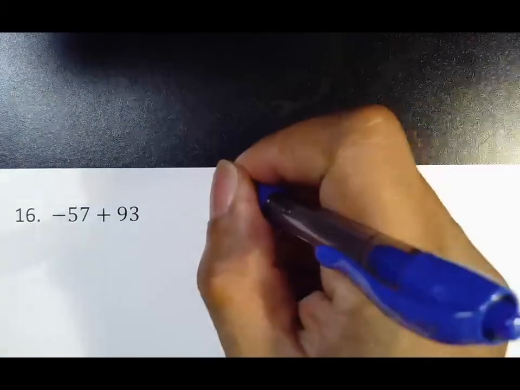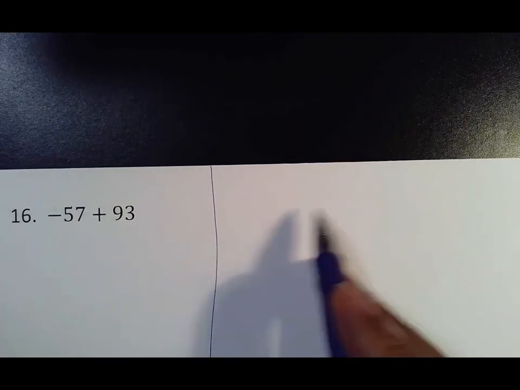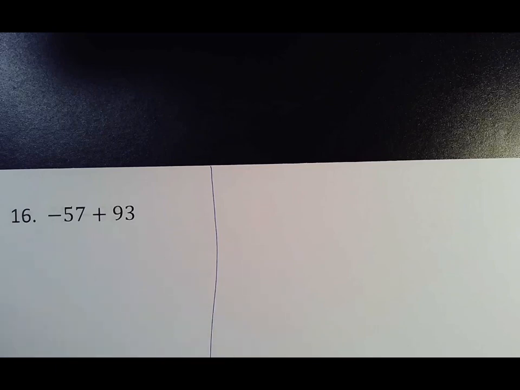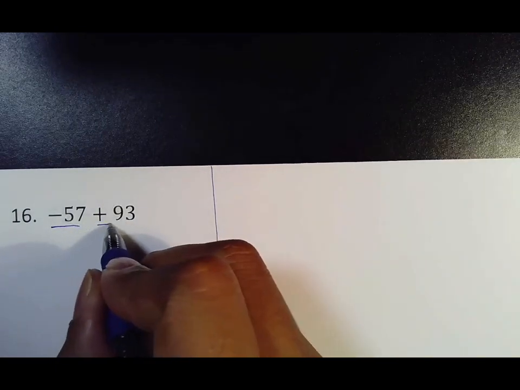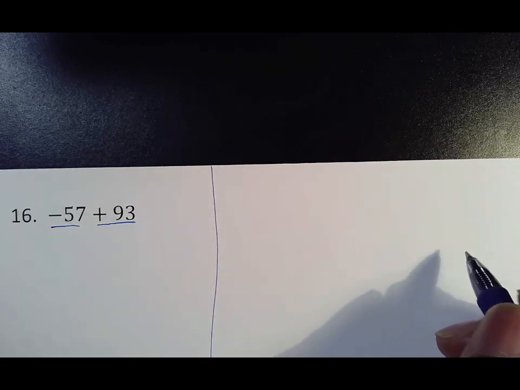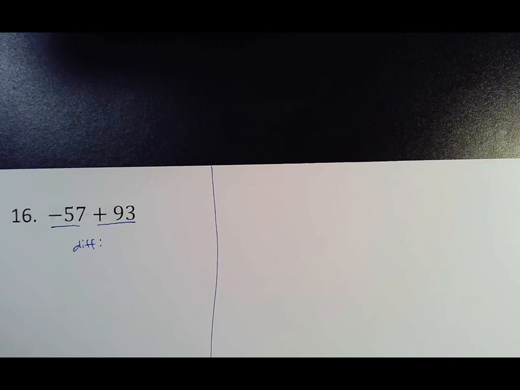Just something to make sure you're seeing this and getting better. That's all we're trying to do. Once again, don't copy anything to the left, to the right side of this line. So this side, just don't write. This is where you copy. Negative 57, positive 93. Signs are different. So make your decision. What do you think we're going to do?